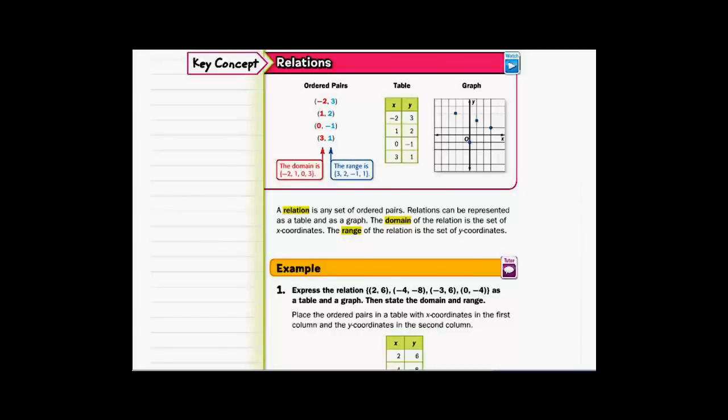Chapter 4, Lesson 2 talks about relations. So let's get right to work. It talks about a relation is any set of ordered pairs. So if they give you a set of ordered pairs such as this, that's what they're talking about. A relation is just a set of any ordered pairs.